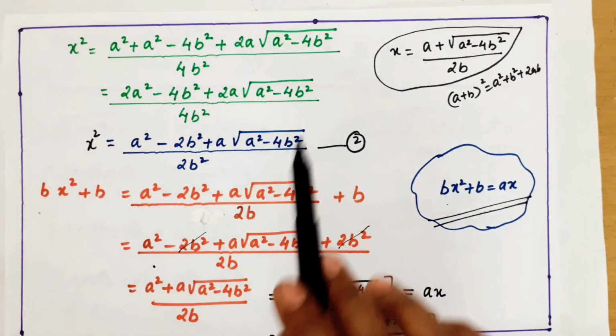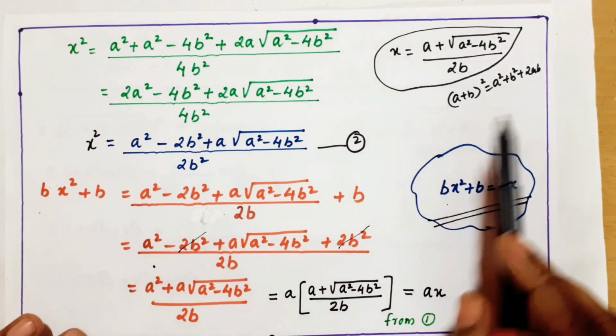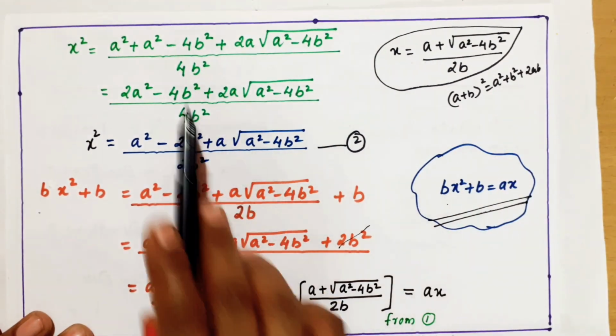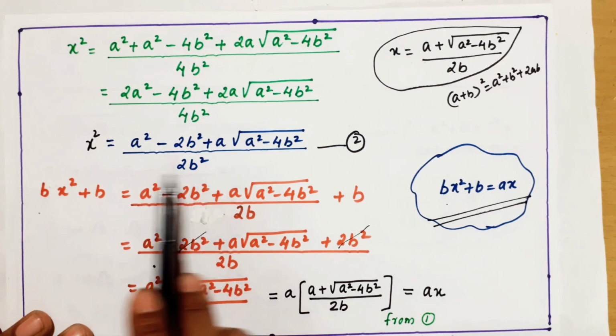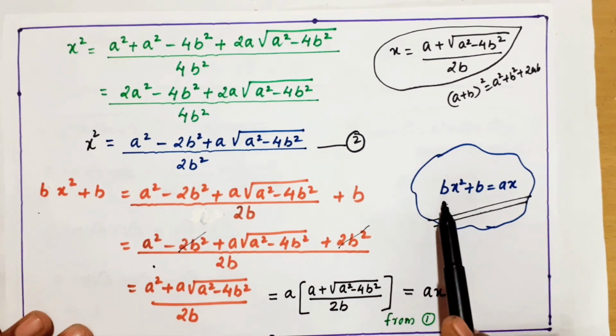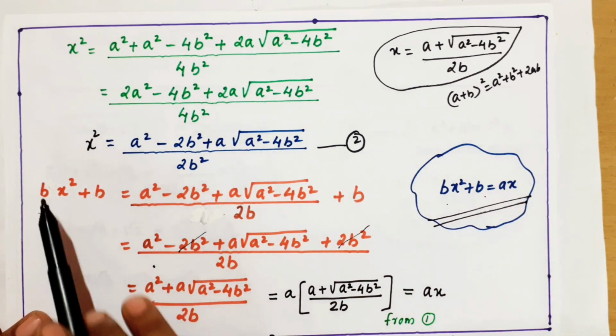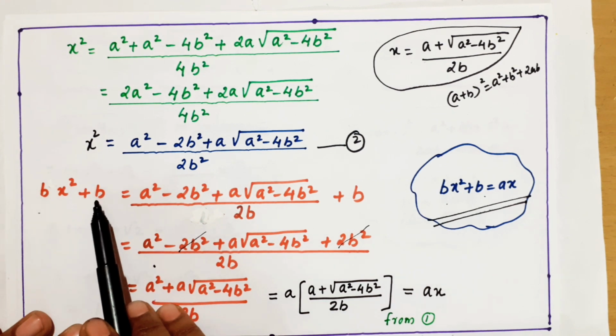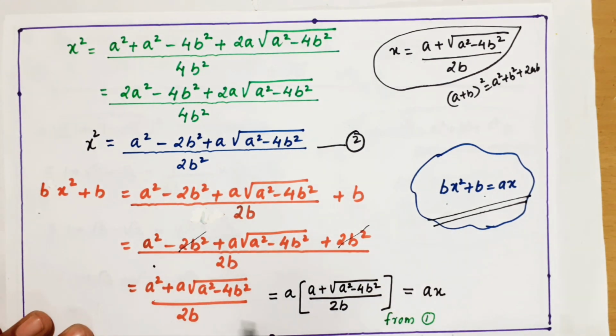After getting x, you find x square. So that time also we need to do (a plus b) the whole square. Two times we are doing. After this, x square we got it. But the question is b x square plus b. So we are multiplying with a b and we are adding. So we got it. Again take the LCM.